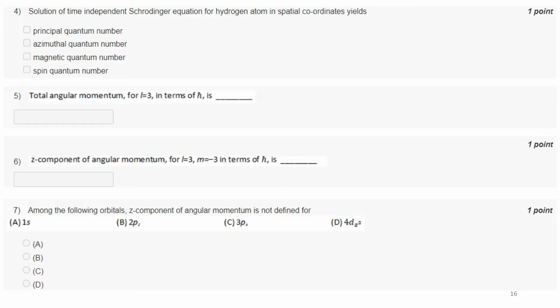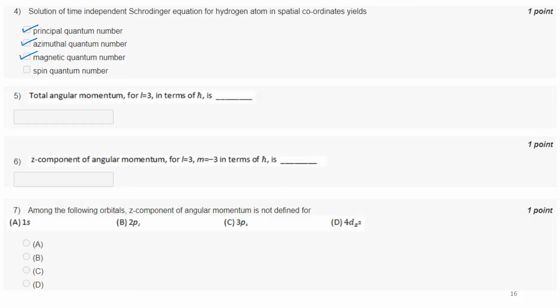Now question number 4, the solution of the time independent Schrodinger equation of the hydrogen atom in spatial coordinates. See here, it is written as spatial coordinates, and spatial coordinates are all the r, theta and phi. So actually it is going to give you your principal quantum number, that is n, your azimuthal quantum number, that is l, and the magnetic quantum number, that is your ml or small m. It is not going to give you the spin quantum number. That will come from a different treatment, a relativistic treatment.